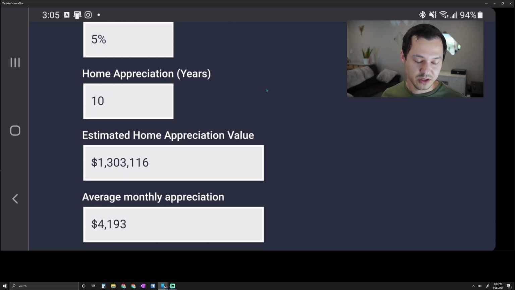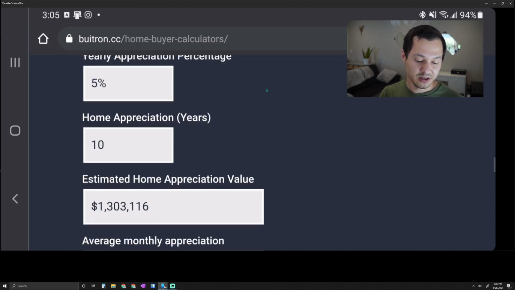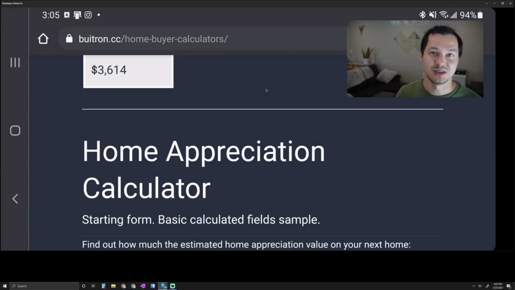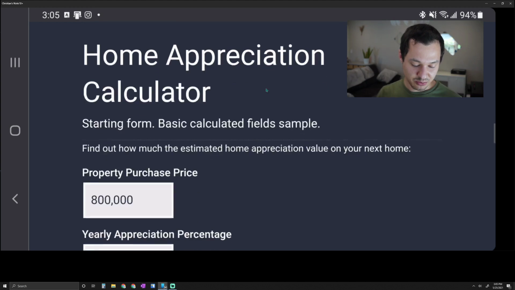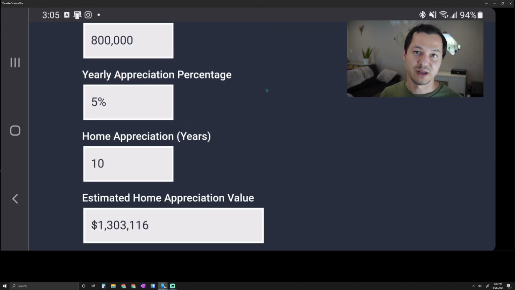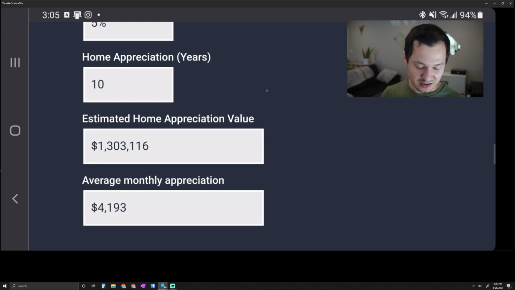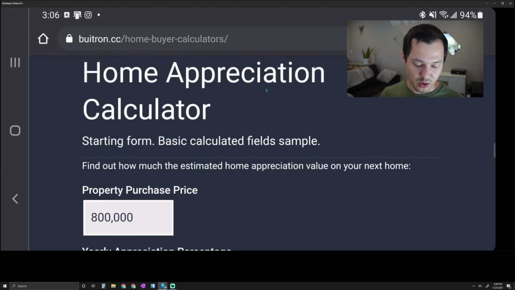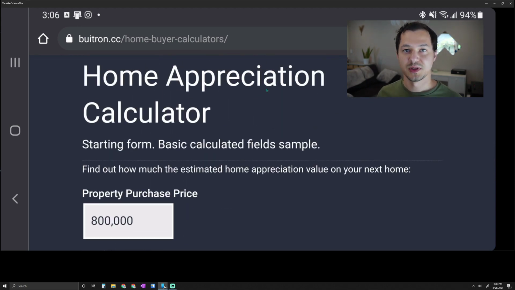Your average monthly appreciation on how much you're making on it is $4,193. Keep in mind, you've been paying $3,614 a month. Now, this is actually pretty common here in South Pasadena for homes to appreciate for well over 5%. So essentially, you're making money just by being in the home. This is why understanding where you're buying a home, how much it appreciates for, even just buying any home here in California, why it's so profound and it's a great investment and you could live in it.